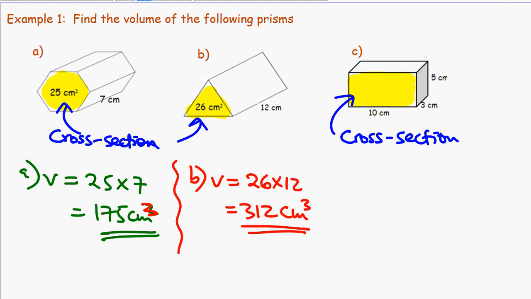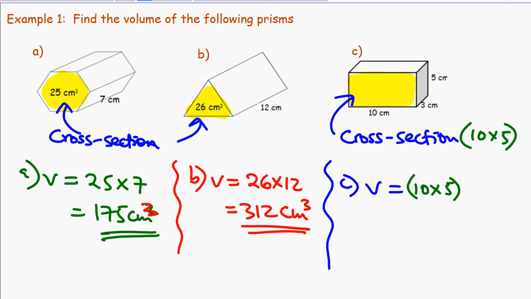And then for the last one, volume will be, now we have to find the area of the cross section. The cross section here is 10 multiplied by 5. So our volume will be 10 multiplied by 5, and we multiply that answer by 3. So we end up with 150 centimeter cubed. So very important, identify the cross section and then use the formulas to find the volume of the required shape.